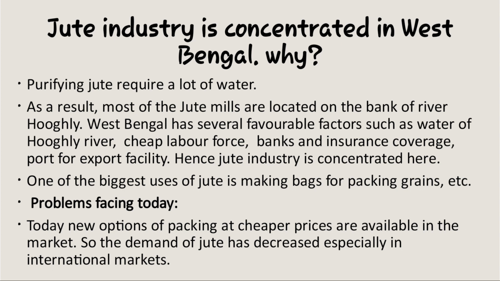So now what are the problems which this industry is facing? Now today new options of packing items at cheaper prices are available in the market. So the demand of jute has decreased, and especially in international market. As you know, now चावल वगैरह थैली में जो आता है वो प्लास्टिक का थैली में आता है ना, पुराना जैसा जूट बोरे का थैली में नहीं आता है. So inside our country also we are not interested in making the production more higher. Another one thing, it is plastic तो cheaper है और jute तो थोड़ा costly है. All are looking for profit, so that's another reason.